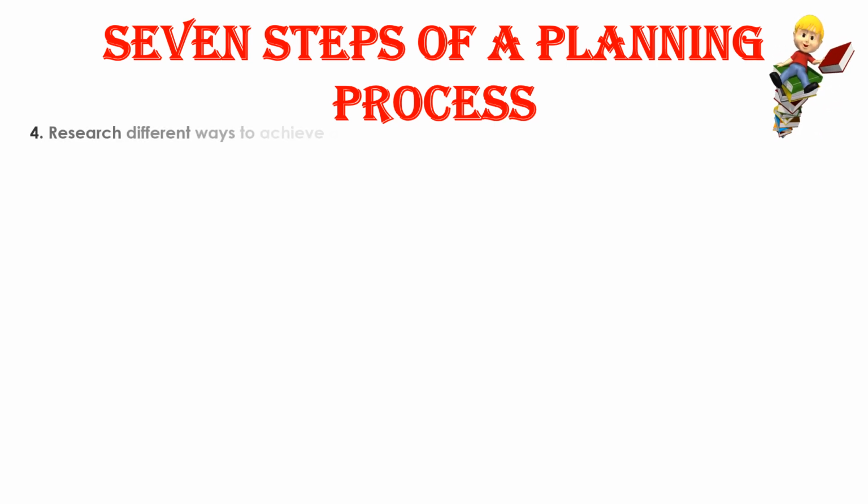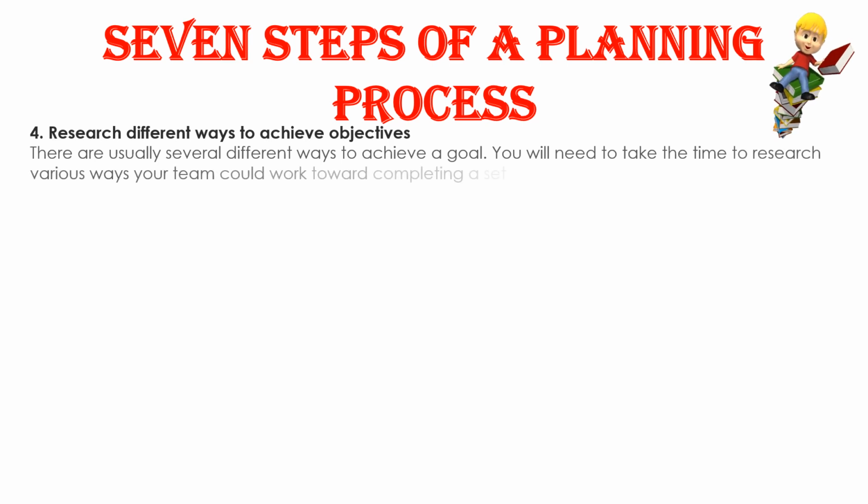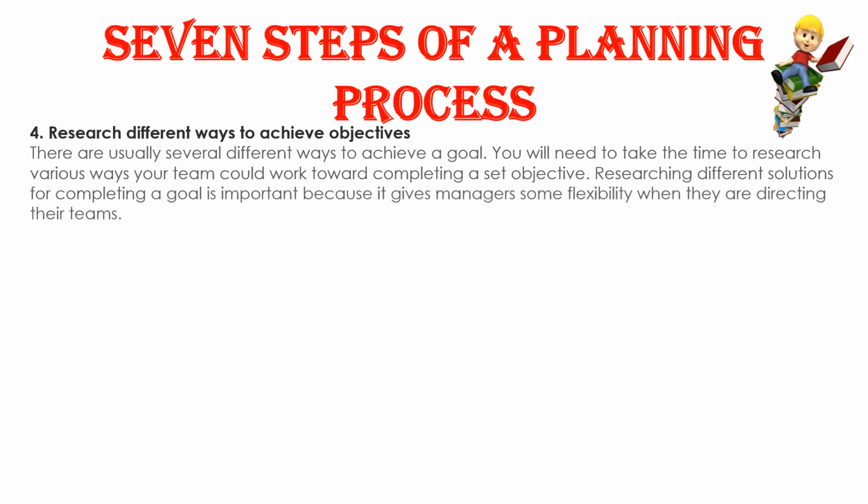The fourth one is research different ways to achieve objectives. There are usually several different ways to achieve a goal. You will need to take the time to research various ways your team could work toward completing a set objective. Researching different solutions for completing a goal is important because it gives managers some flexibility when they are directing their teams.